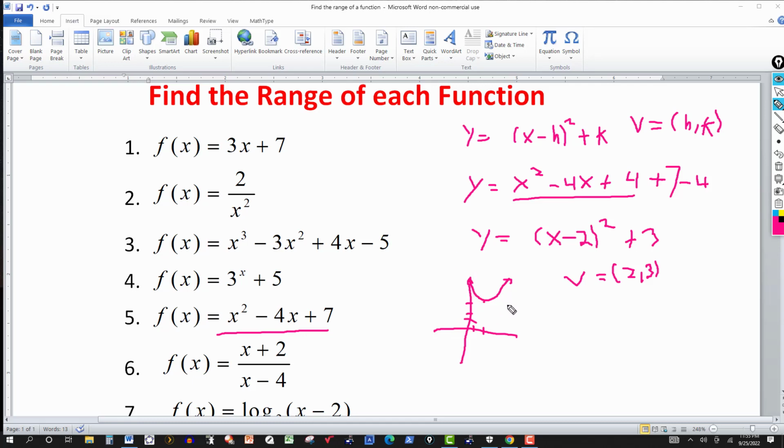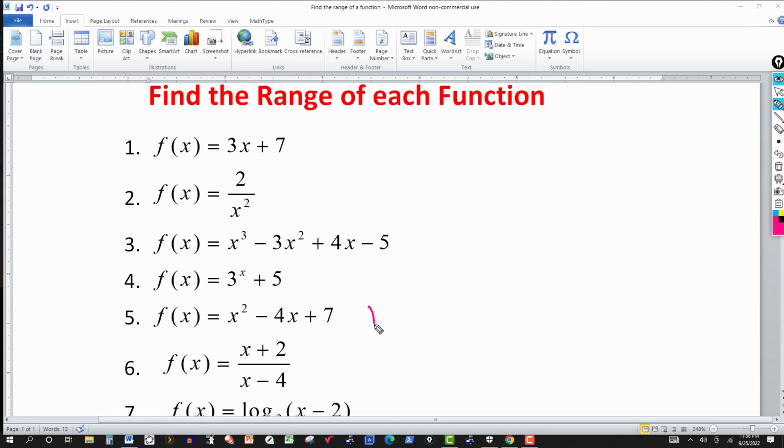All the other values for y, no matter what x you pick, are going to be larger than 3. So for this one then, we can say that the range is the set of all y such that y is greater than or equal to 3. That's your range. Notice I put an equals here because y can take on the value of 3, but then everything else to the left or to the right will be larger than 3.